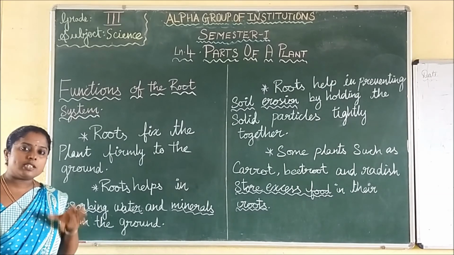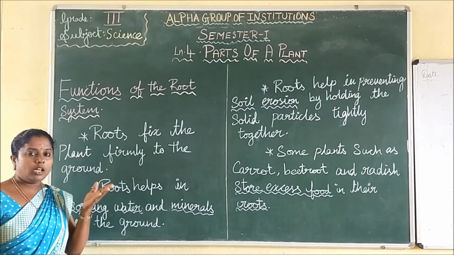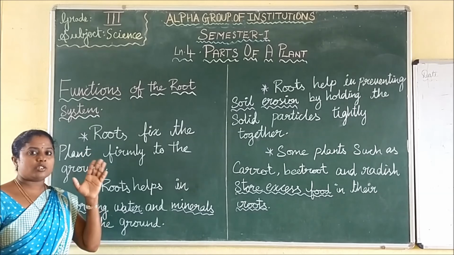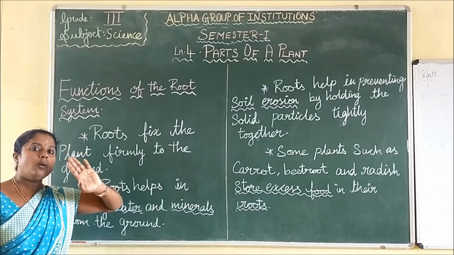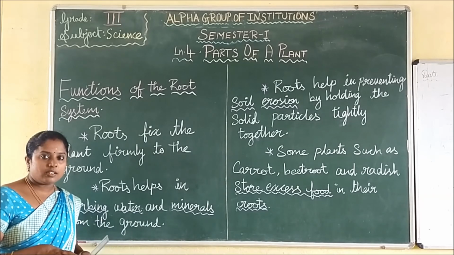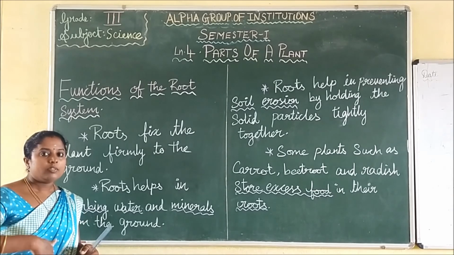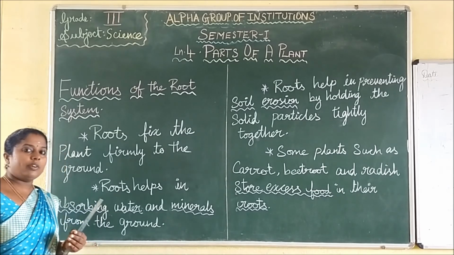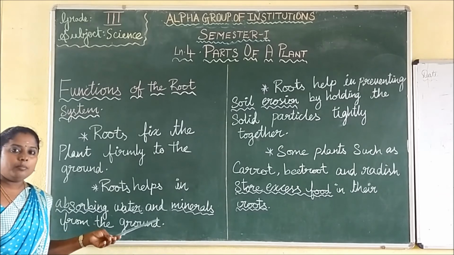So the root helps the plant to stand straight above the ground. How does it stand straight? Many tall trees are growing straight. How? With the help of the root. So the root fixes firmly in the ground so that the stem or the plant will grow very long and stand straight. Next, roots help in absorbing water and minerals.